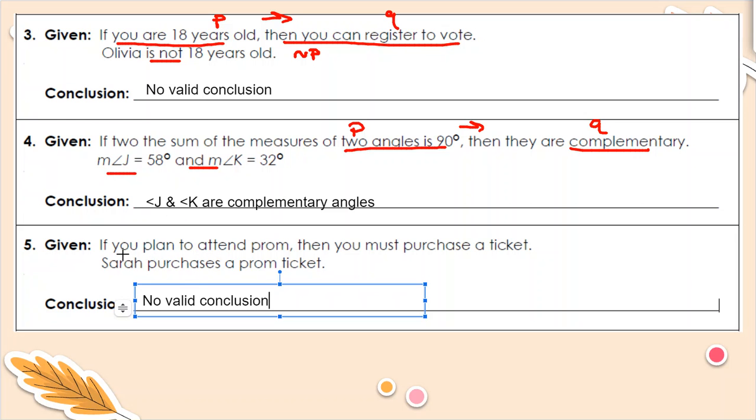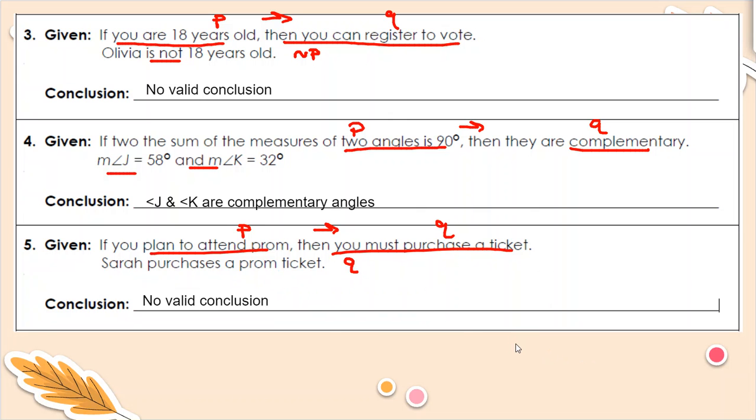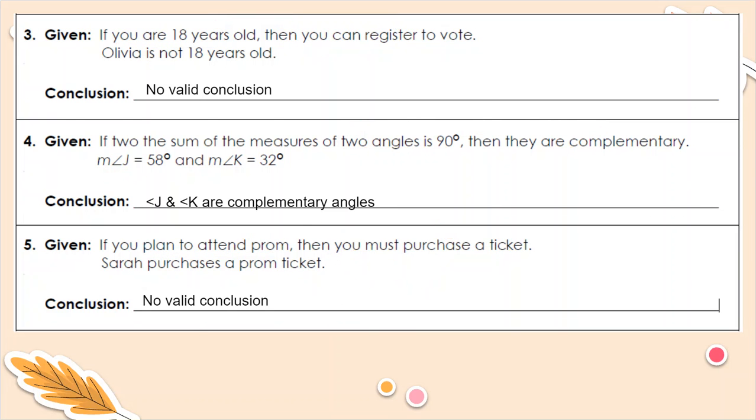Here, however, it says if you plan to attend the prom, so if P, then you have to buy a ticket, then Q. Sarah purchases a prom ticket. So we have not been given P, we've been given Q. We cannot draw the converse conclusion. We can't say if Q then P and draw the conclusion of P. No valid conclusion can be drawn, even though we were given one of the statements, it was not P. Order matters for these.